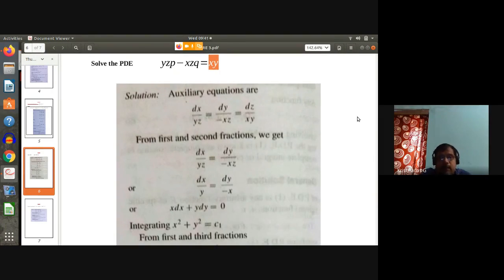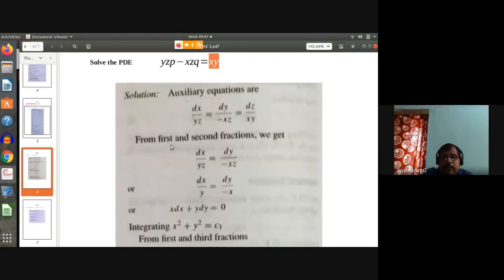Now we group the set of equations suitably in order to find u and v. In this case, we group the first and second. That is dx by yz equal to dy by minus xz. Grouping like that, z is common, so it gets cancelled. dy by y equal to dx by minus x. So variable separable. I'm taking this minus x to the left side and y to the right side. So what you get is x dx plus y dy equal to 0.